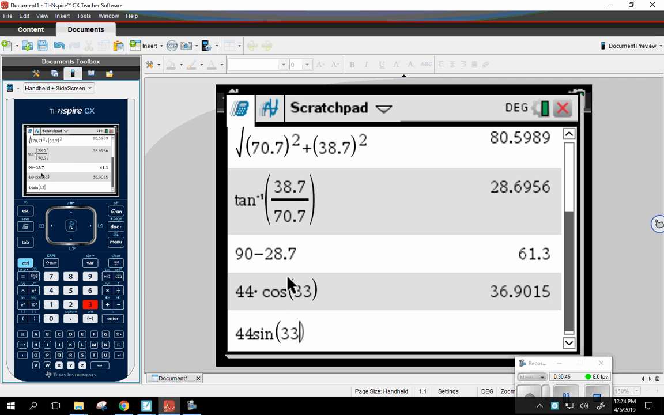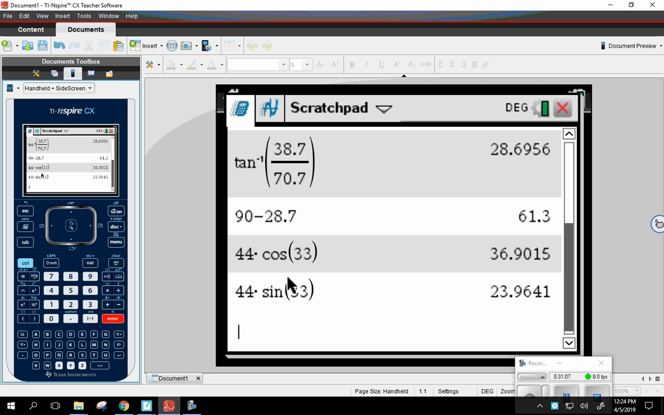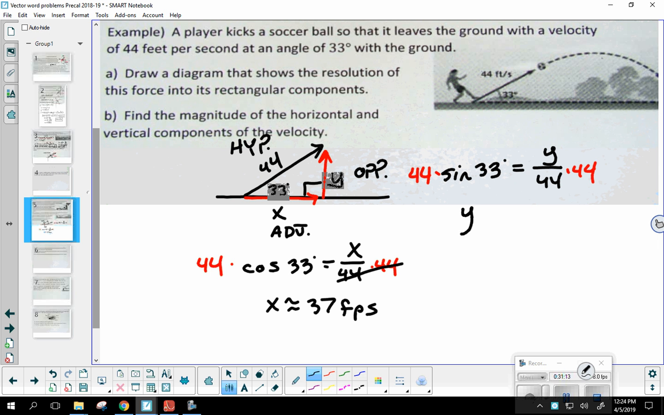So how fast is it traveling vertically? Nobody's got it in on their calculator yet? I heard 23.9. There we go. Now, 0.96, we could probably even just make a case for 24. There you go. So y is about 24 feet per second.